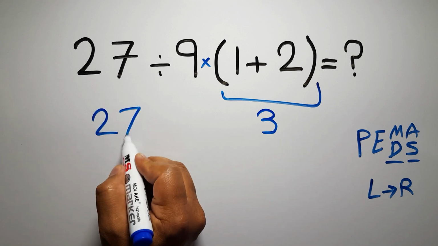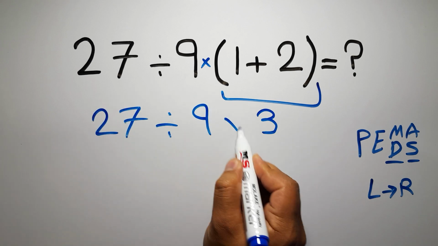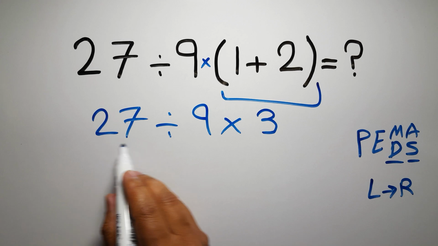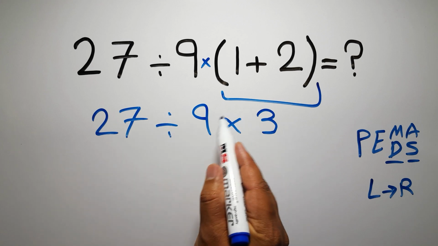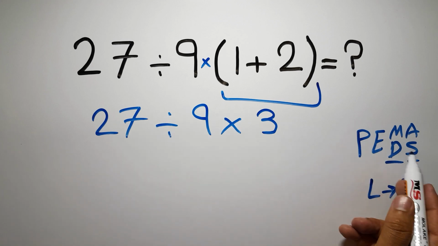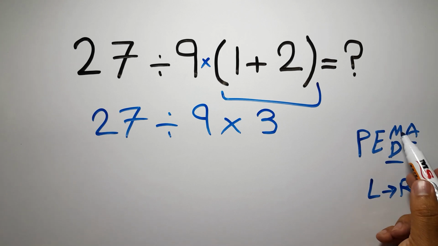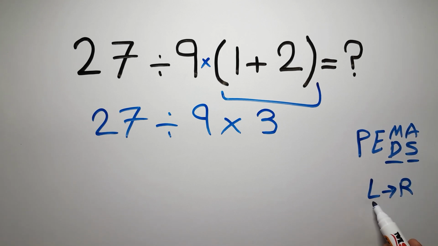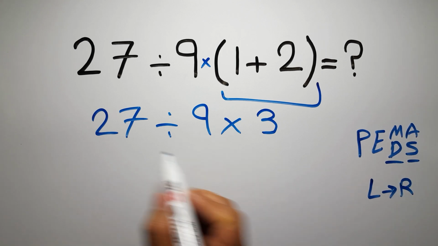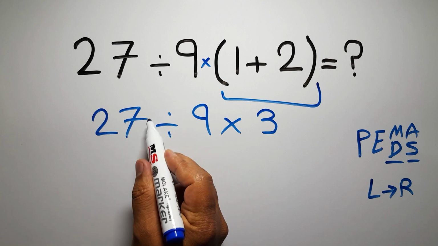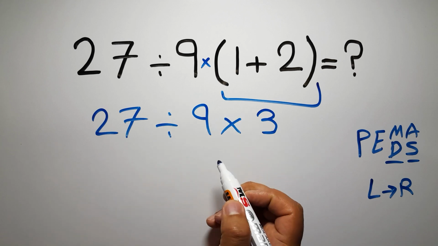So 27 divided by 9 times 3. Now, in this expression, we have one division and one multiplication. According to the PEMDAS, as I said, multiplication and division have equal priority and we have to work from left to right. So here, first we have to do this division, not this multiplication.